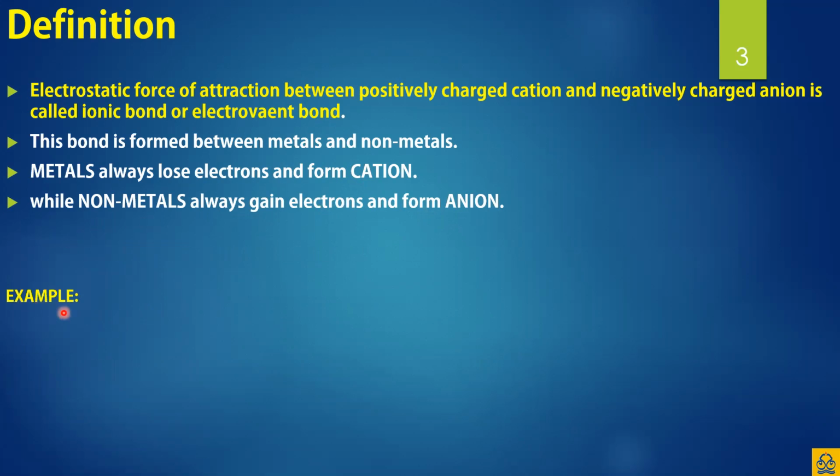Example of ionic bond: formation of sodium chloride NaCl is the famous example of ionic bond. You know, sodium chloride is the salt which we use in cooking as a taste enhancer. Let's see the structure of formation of NaCl.